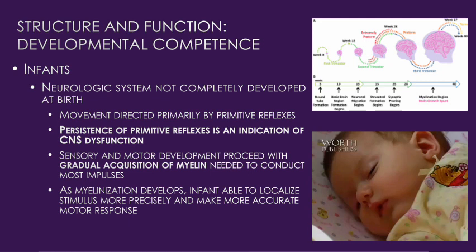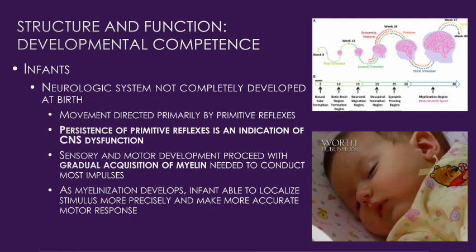We're going to switch gears quickly to the structure and function, thinking about developmental competence of infants. Again, we mentioned earlier primitive reflexes, and this is an indication of CNS function. Now, when we have persistence of primitive reflexes, so beyond where we expect them to be, then this can be an indication of central nervous system dysfunction. So you really have to understand when the primitive reflex is supposed to end. Now, this won't be tested in this class, but you may be tested in third semester.